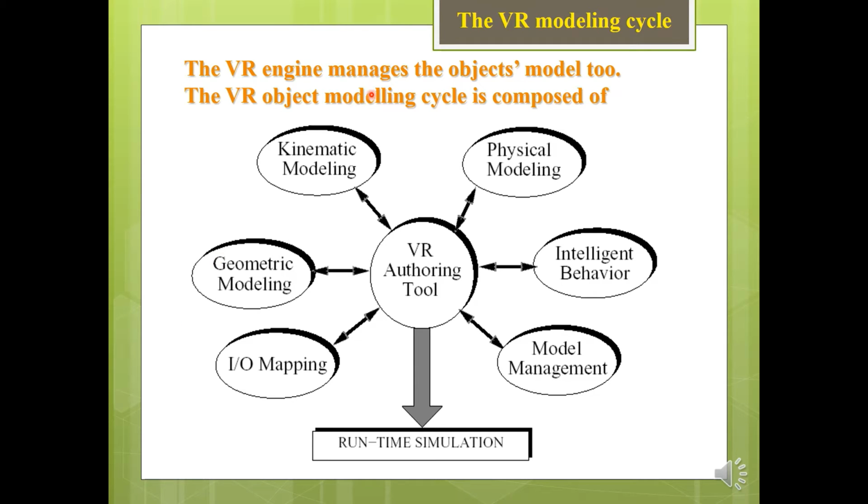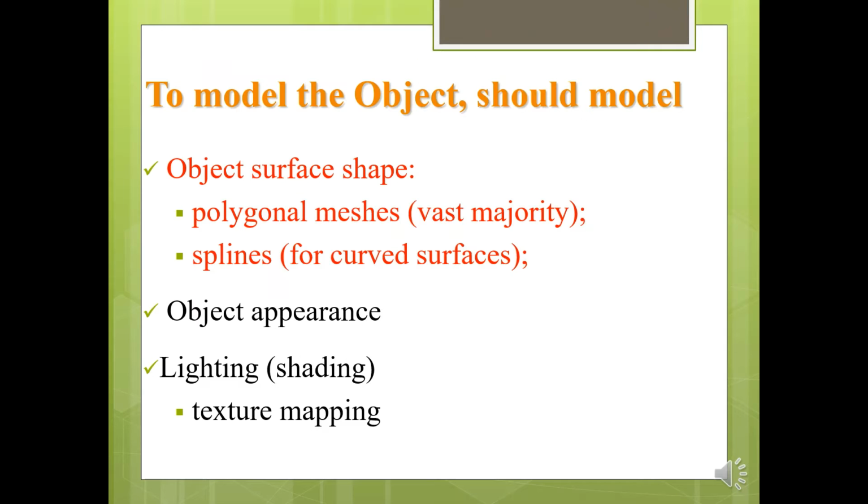The VR object will manage the object model too. So basically the VR object modeling cycle consists of I/O mapping, input and output mapping, geometric modeling, kinematic modeling, physical modeling, intelligent behavior, and model management. All of these are considered a VR object modeling cycle.